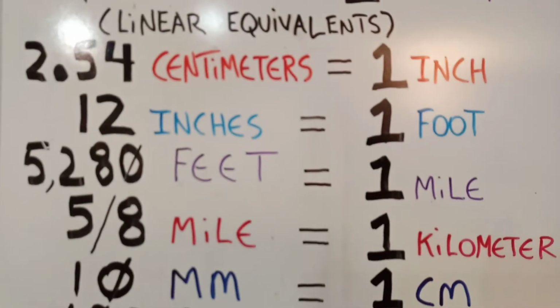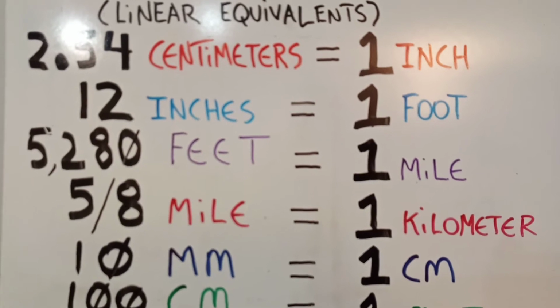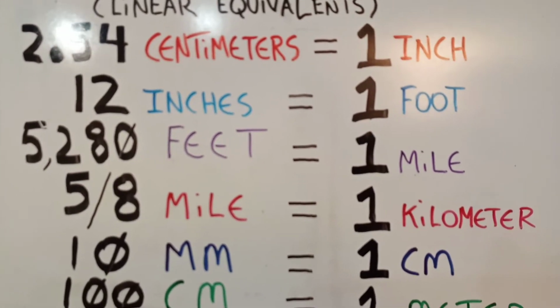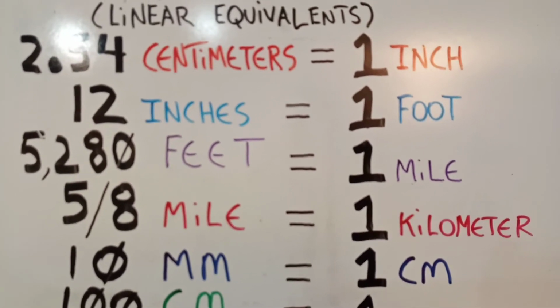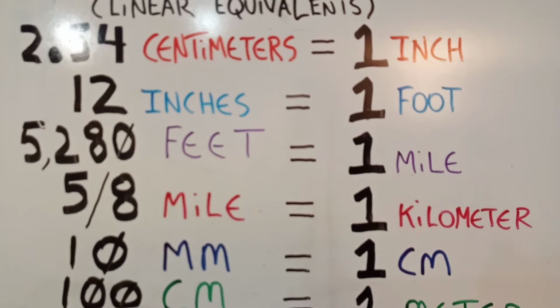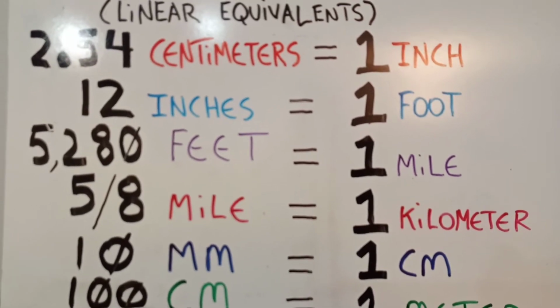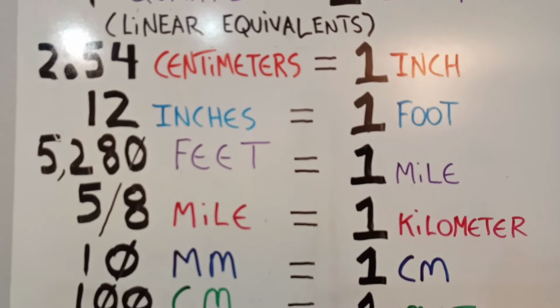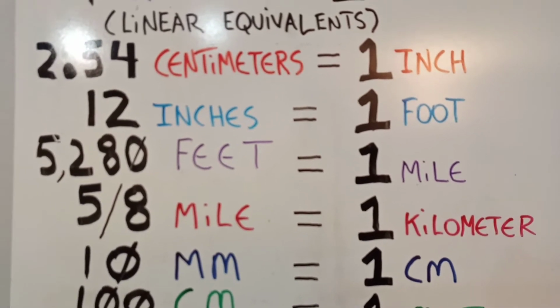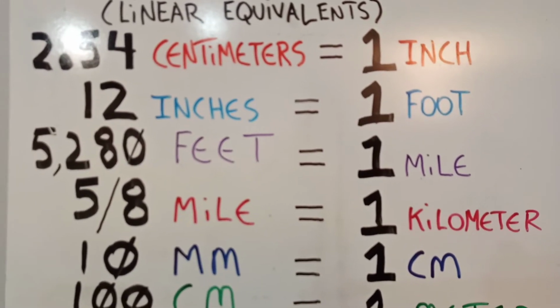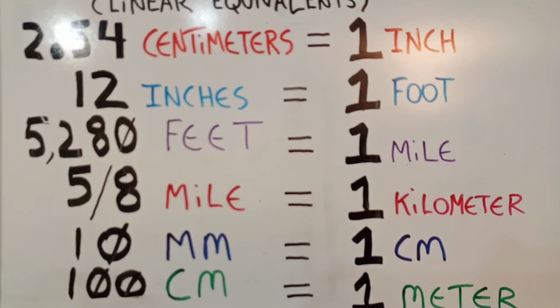Linear equivalences. 2.54 centimeters equals 1 inch. 12 inches equals 1 foot. 5,280 feet equals 1 mile. 5/8 of a mile equals 1 kilometer.